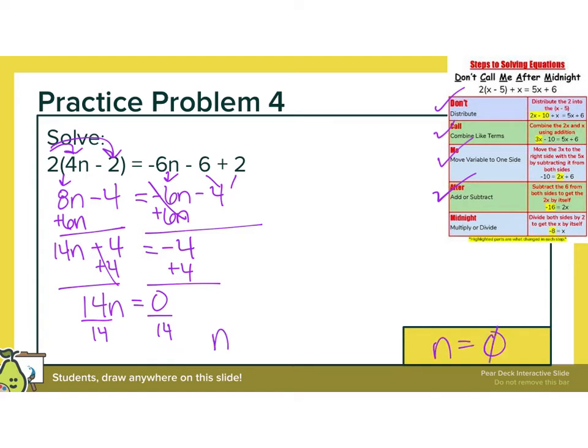n is 0. That's a number, okay? Don't be scared. It's not 1. It's not, you can't solve it. You can solve it, and you did. You got n equals 0, okay?